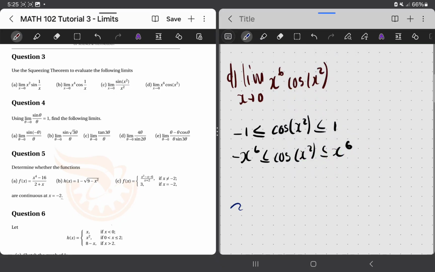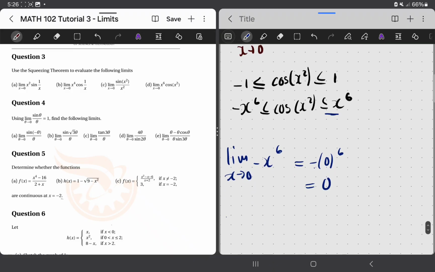And now what are we going to do? We take the limit of this one and the limit of that one. So the limit as x goes to 0 of negative x to the 6 is just negative of 0 to the 6, which is equal to 0. Now the limit as x goes to 0 of x to the 6 is just 0 to the 6, which is 0.